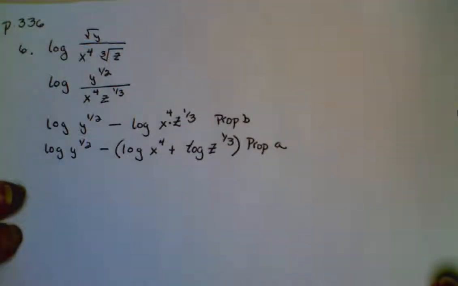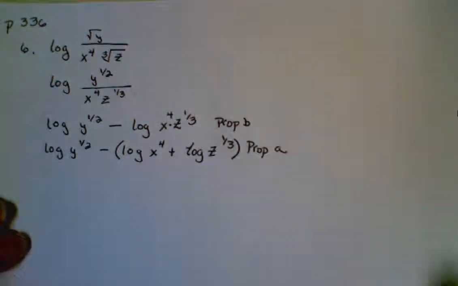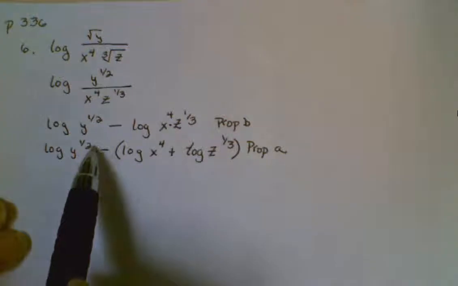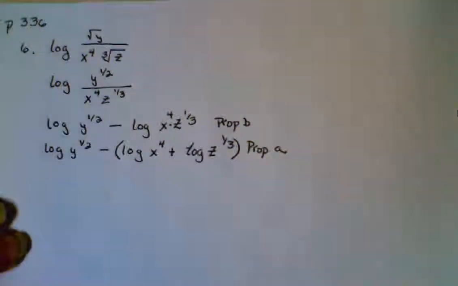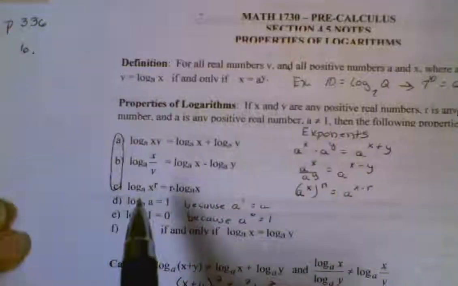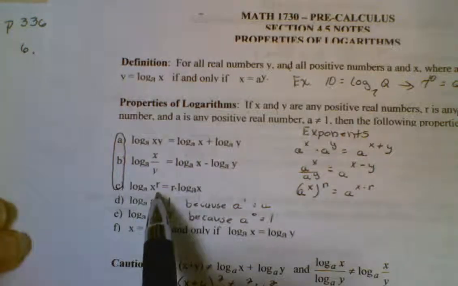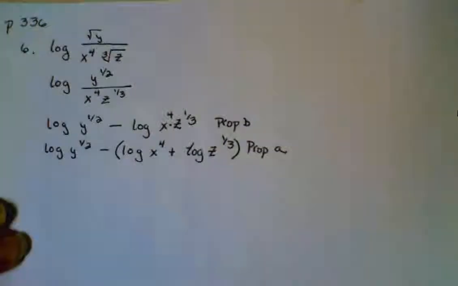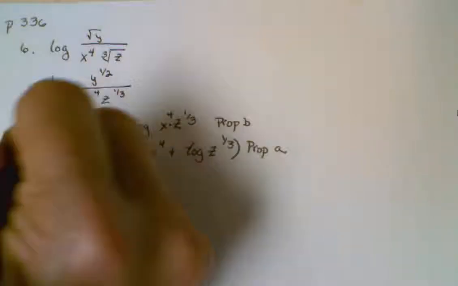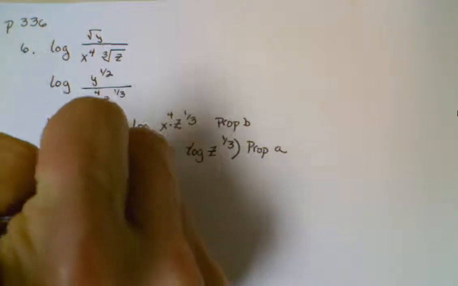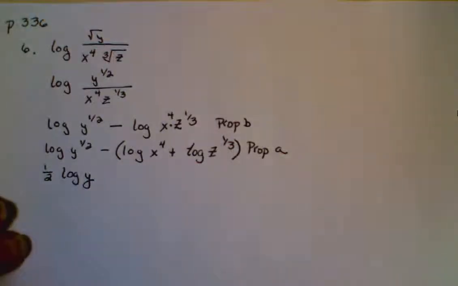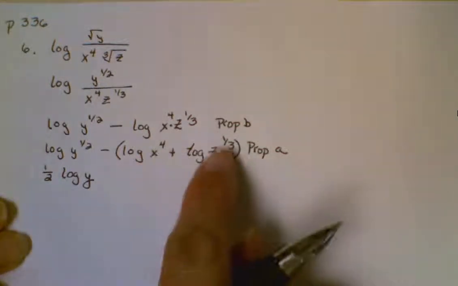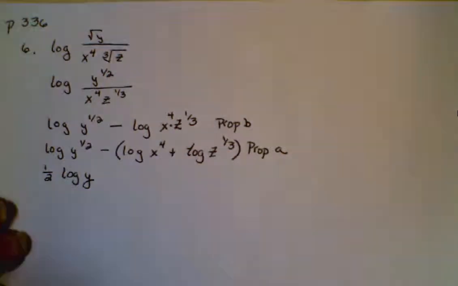There's one other thing that I need to do before I will have done exactly what the directions ask, and that is I want log of y, not log of y to the 1/2. So what can I do with that 1/2? Property C tells me if I have log of something to a power, I can bring the exponent out front and multiply it by the log. In other words, on number 6, I can bring the 1/2 out front and make it the coefficient of the log of y. And similarly, I can do the same thing with the 4 and the 1/3 that are exponents of the x and the z.